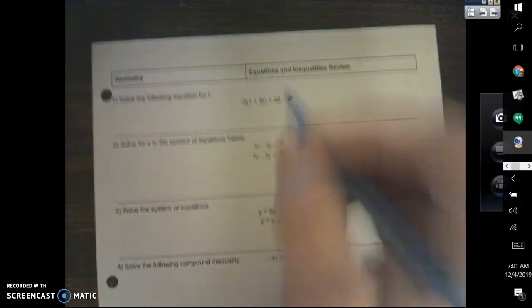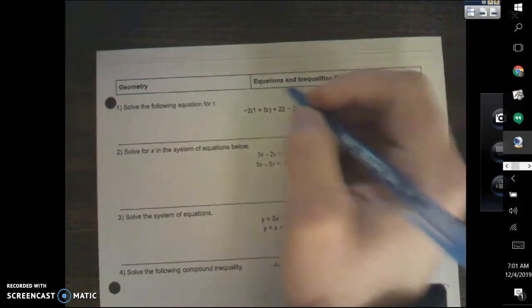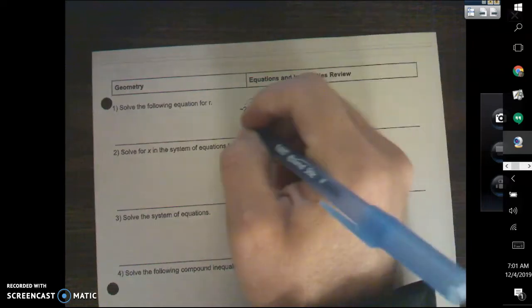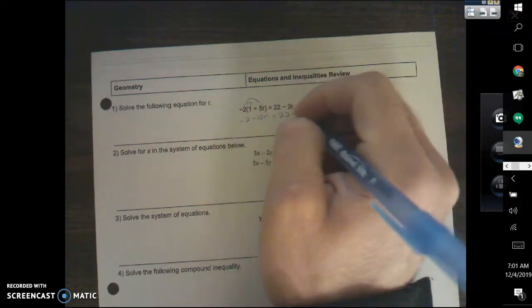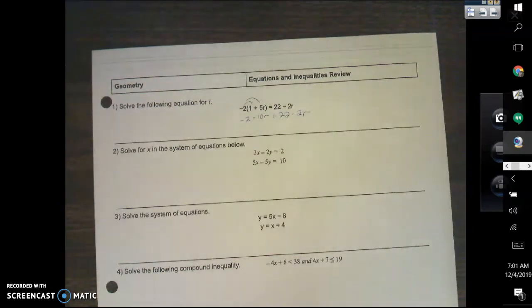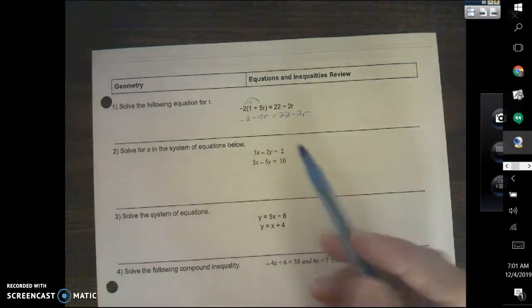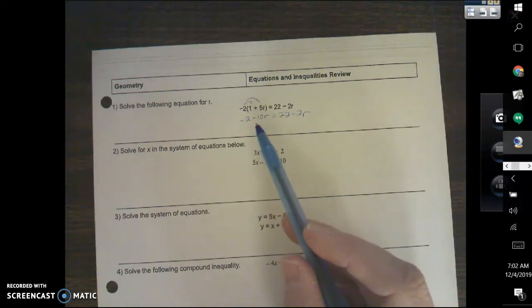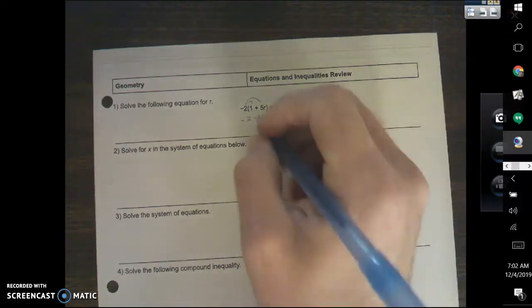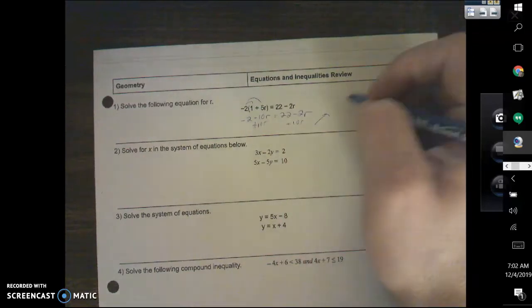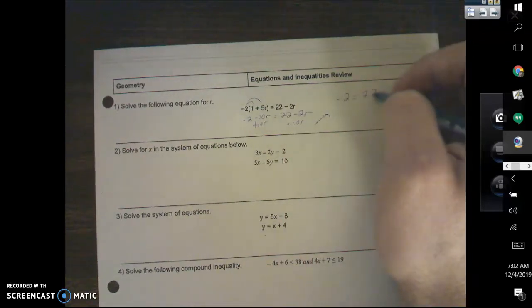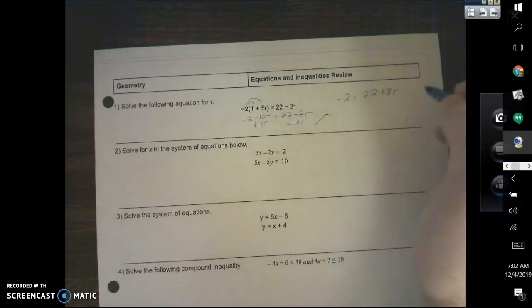What we can do here is we can distribute. So this -2 can get multiplied in: -2 minus 10R equals 22 minus 2R. Now we want to get all the R's on one side. We want to try and keep things positive, so I'm going to go ahead and add 10R to both sides. Plus 10R, plus 10R. That would give me -2 equals 22 plus 8R.